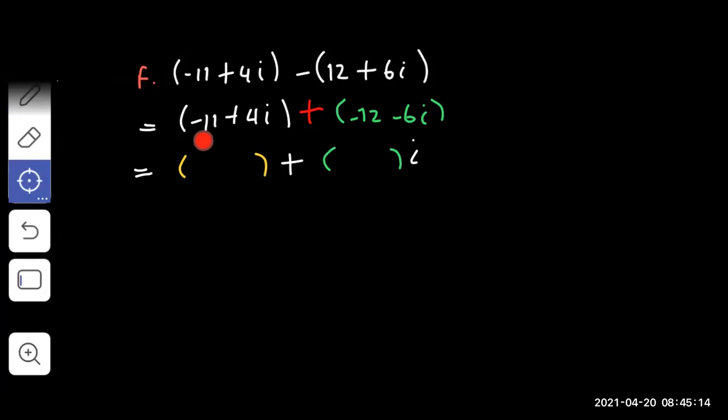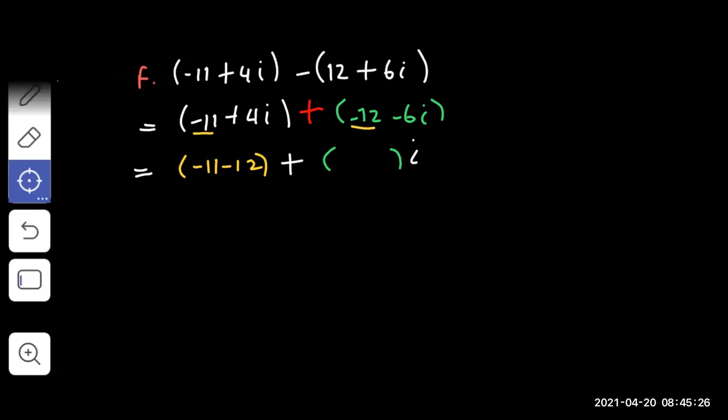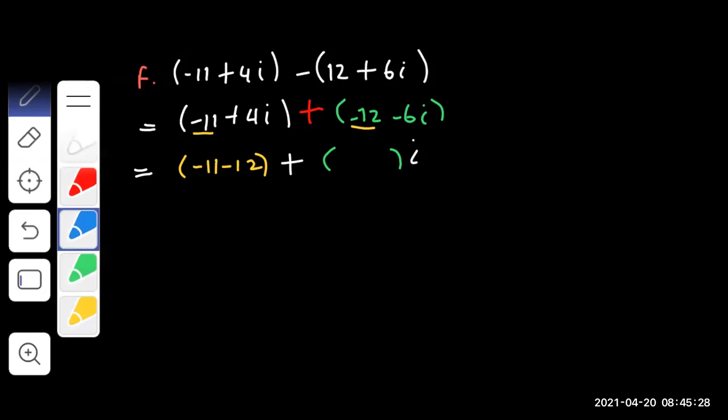The real part of the first complex number is negative 11, and the real part of the second complex number is negative 12. Then let's go to the imaginary unit. What is the imaginary part of the first complex number? Positive 4. And the second is negative 6. That's correct: negative 4, plus 4, and minus 6. Now let's simplify it.